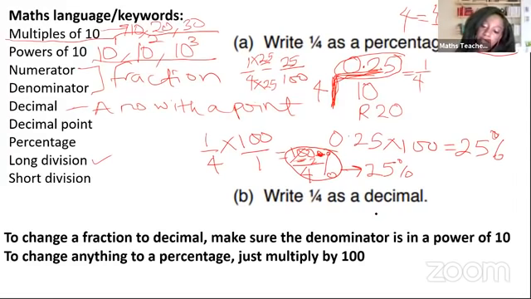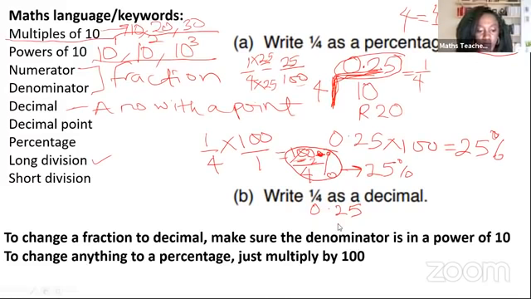So B, we've already done it because it says write a quarter as a decimal. You can use your long division to get it as 0.25. Yeah, you can use that. Or you can tell your child to convert the bottom number, which is 4, into 100. And whatever they've done to the bottom, they have to do to the top to get the top. So, but it will be clearer as we go on.